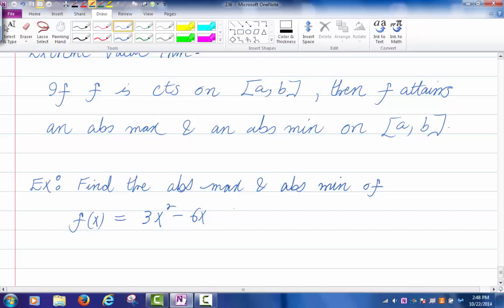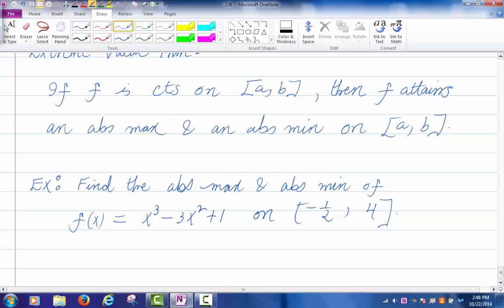Oops, sorry. That's actually the derivative. f of x is x cubed minus 3x squared plus 1 on the interval from -½ up to 4. What does the extreme value theorem say?